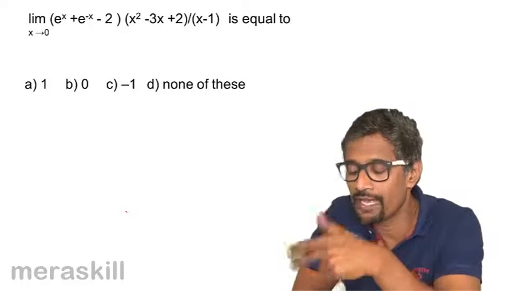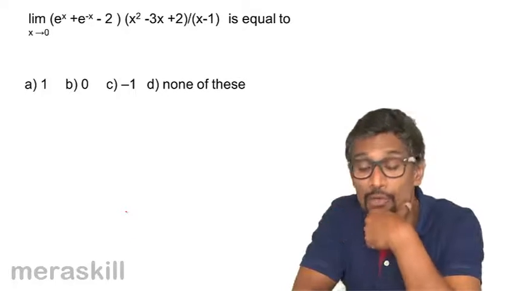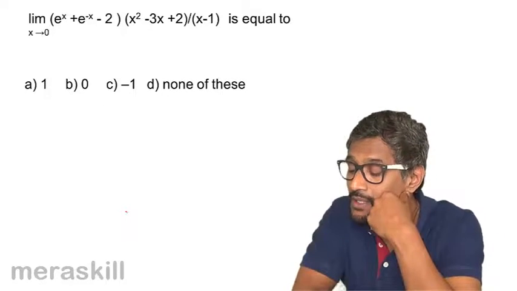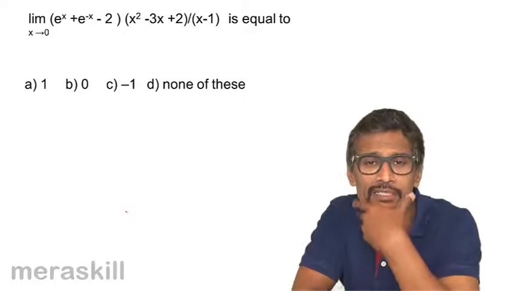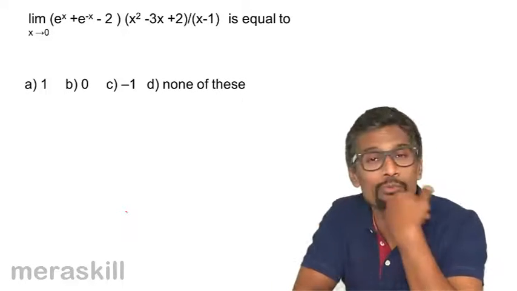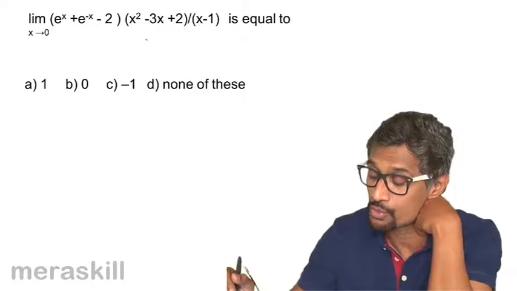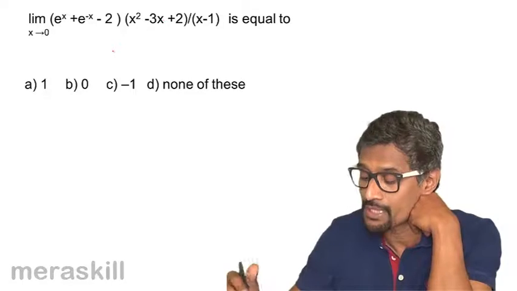Substitute the value of x as 0 in the denominator. Is it meaningful or no? Let's see. It's 0 minus 1, which is minus 1, which is determinate. So this one we do not have to factorize. You can do it by factorizing, because x square minus 3x plus 2 can be written as x minus 2 into x minus 1. But otherwise we need not do.